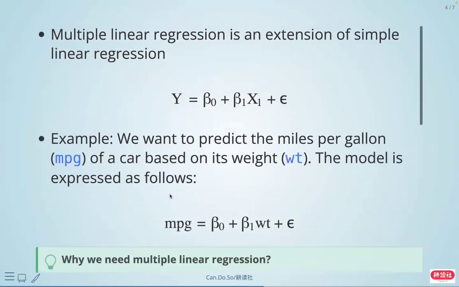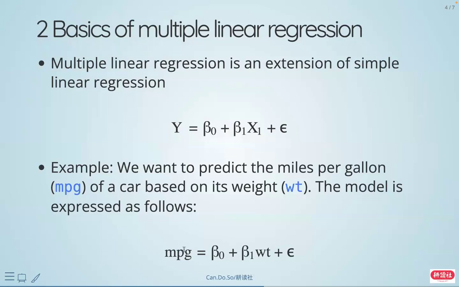This is an example of simple linear regression. Miles per gallon can be predicted by the weight of the car. We can imagine that the heavier the car, the less far it can go.